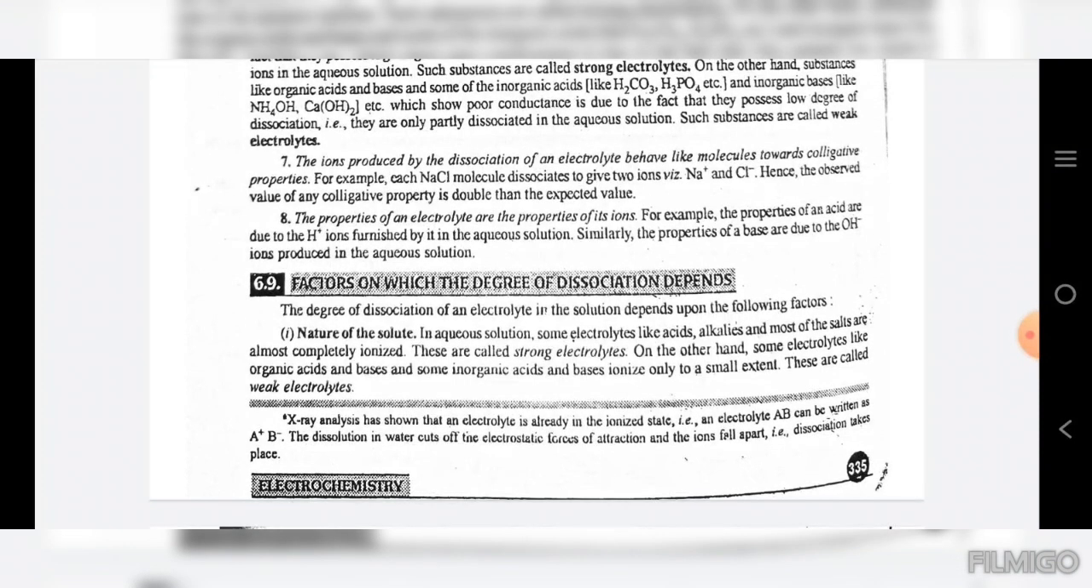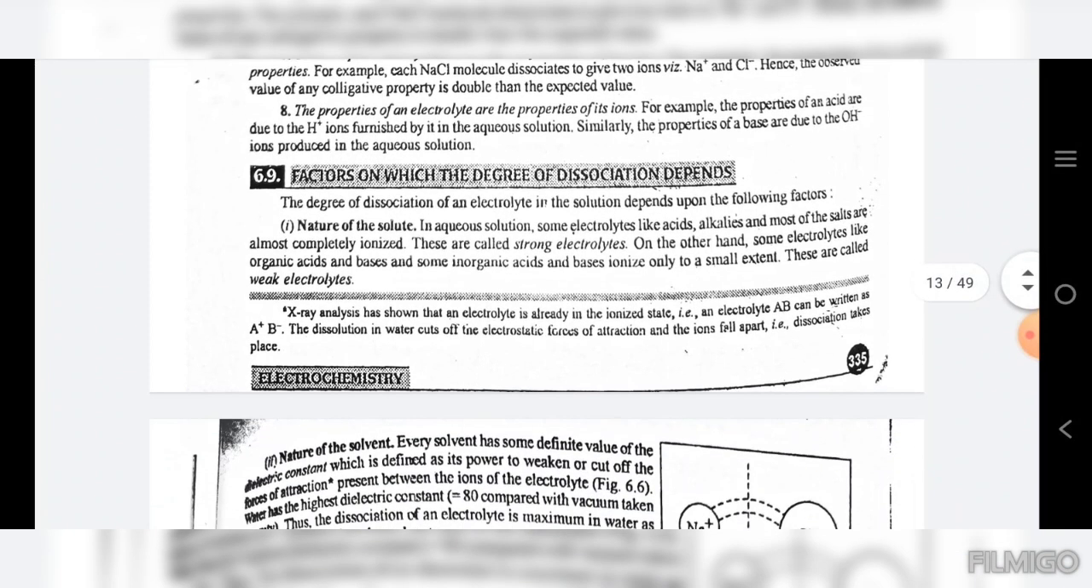The ions produced by the dissociation of an electrolyte behave like molecules towards colligative properties. For example, each NaCl molecule dissociates to give ions, Na+ and Cl-. Hence, the observed value of any colligative property is double the expected value. The properties of an electrolyte are the properties of its ions. For example, the properties of an acid are due to the H+ ions furnished by it in the aqueous solution. Similarly, the properties of a base are due to the OH- ions produced in the aqueous solution.